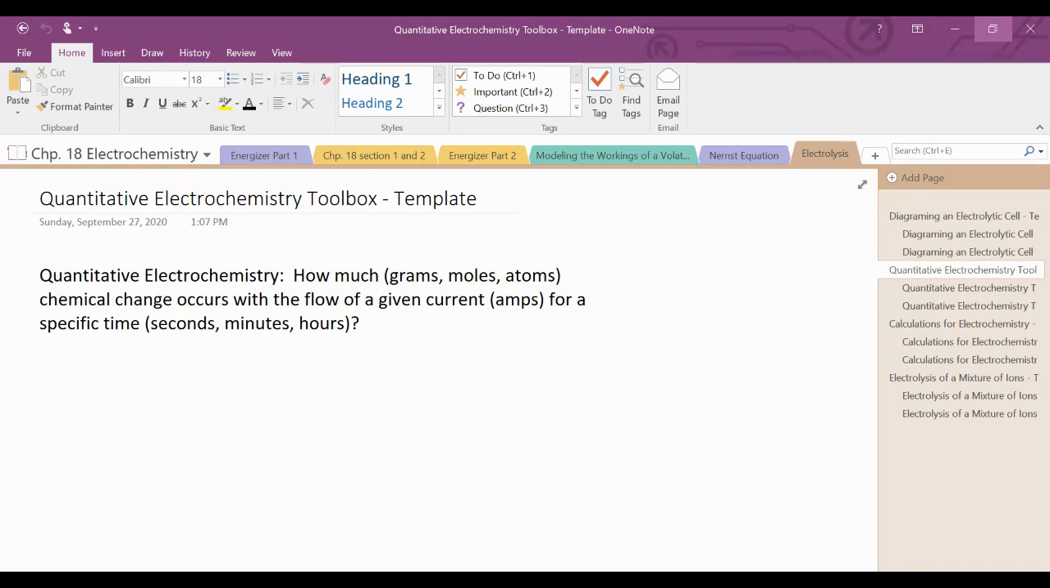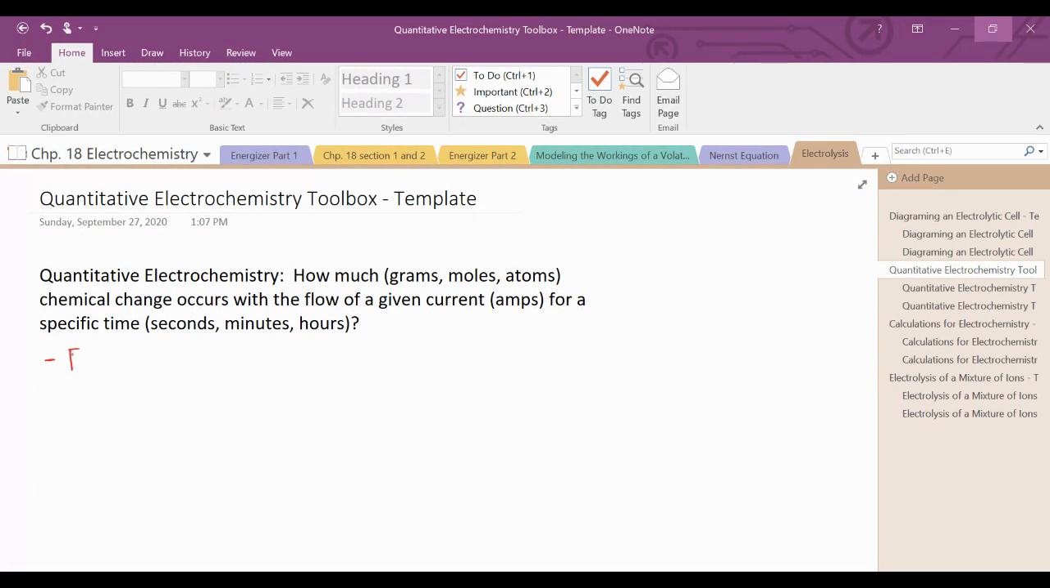So what I really want to do in this video is just list all the tools that you have in your toolbox. And these are things you're going to need to memorize for our next quiz, the electrochemistry quiz, and obviously for the test when we get to the end of chapter 18. All right, so here are the list of tools we want to have in our toolbox for our electrochemistry problems.